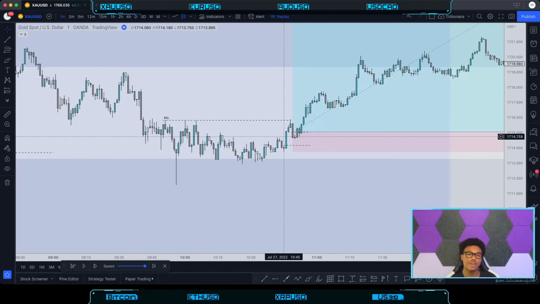Now, anytime you see a random imbalance within the market, it doesn't necessarily mean the market has changed its delivery method. Okay, you need a set of confluences along with that imbalance in order to make sure that you are looking at the correct thing.